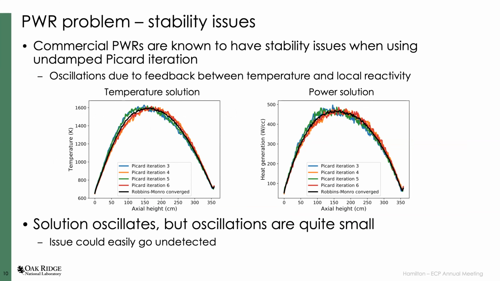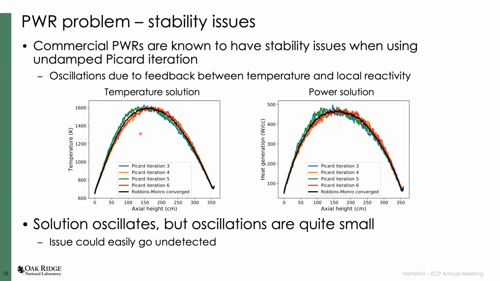Here's what the stability issues look like for this problem. This plot shows, as a function of four consecutive iterations, what the axial power distribution looks like. If you look at it, it goes from something that's a little bit more peaked at a lower axial height to something that's peaked a little bit above. And this is the long-term behavior. It continues to oscillate between these two solutions. But I want to note that the magnitude of these oscillations is quite small on this problem.